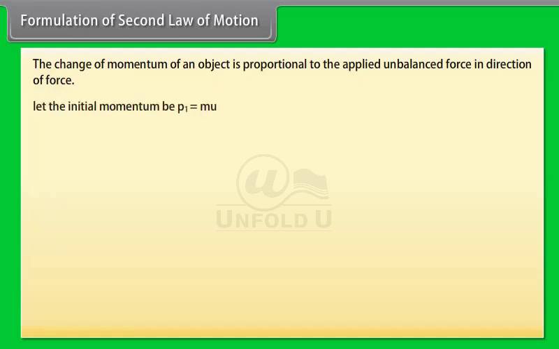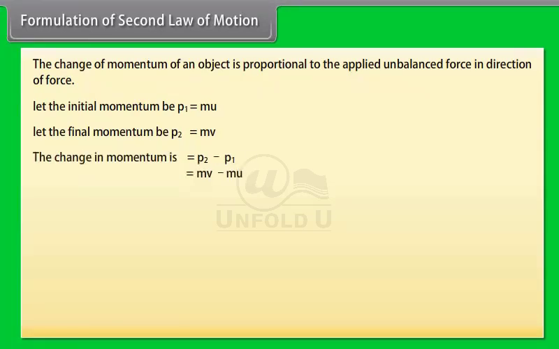Let the initial momentum be P1, which is equal to mu. Let the final momentum be P2, which equals mv. The change in momentum is P2 minus P1, which equals mv minus mu. Rate of change of momentum is m into (v minus u) whole upon t.